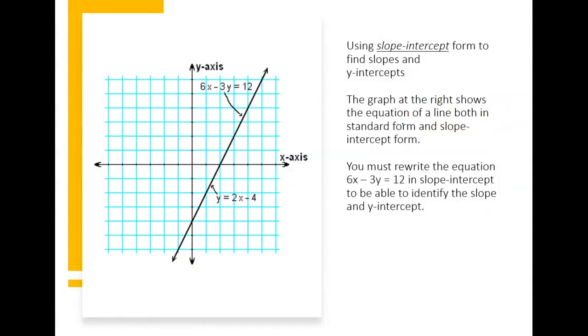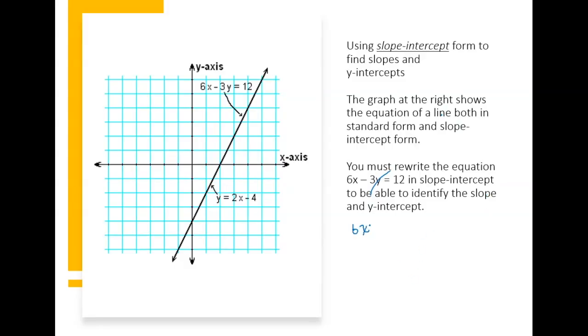So we can use slope-intercept form to find the slopes and y-intercept. The graph on the right shows the equation of a line both in standard form and slope-intercept form. Standard form just means we have an ax plus bx equals something like that, but it basically just means it's not rearranged, it's not in slope-intercept form. So if it's given in this form, we have to rewrite it in y equals mx plus b.